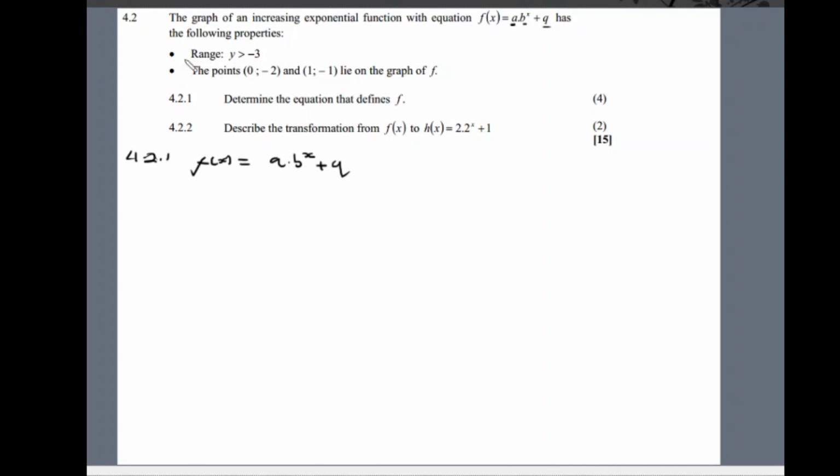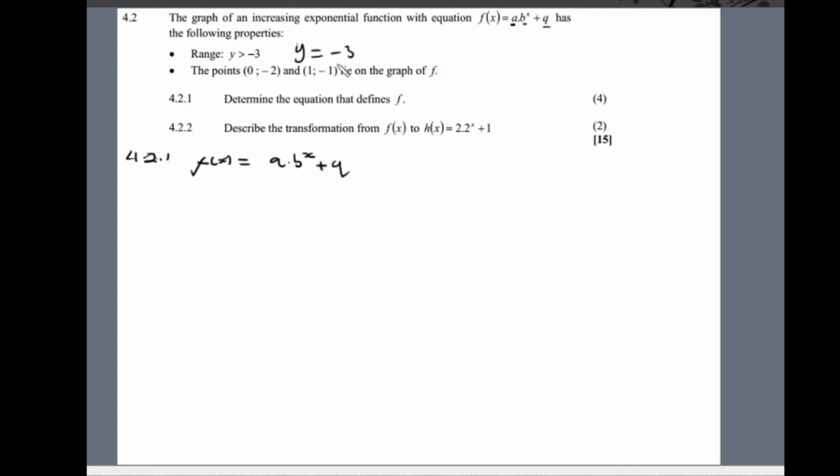So now notice that they give us the range of this exponential function. Because we have the range, we can also know the equation of the asymptote, right? The range of an exponential function will also tell us about the asymptote. If they say y is greater than -3, it means the graph can never cross below the line y equals to -3. So the line y equals to -3 will be our equation of the asymptote, right?